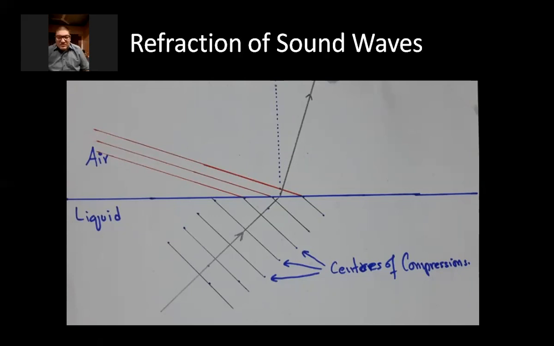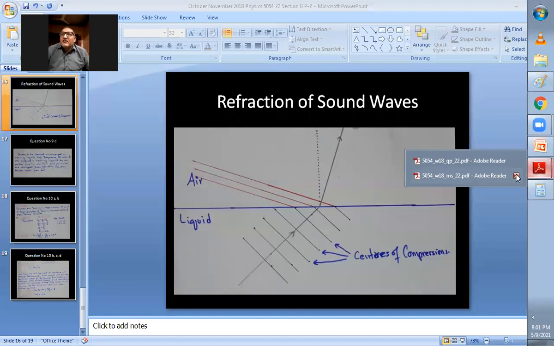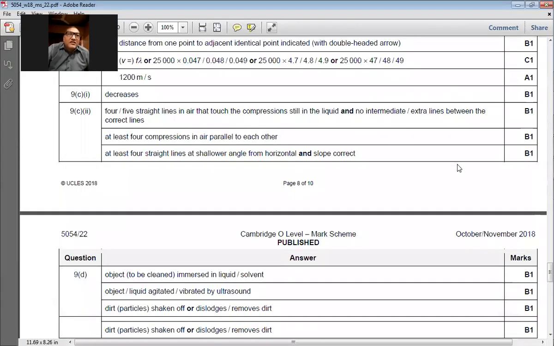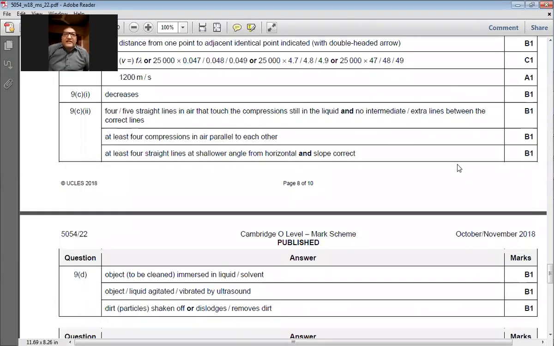Hopefully you have understood. So let's check the marking scheme, what the marking scheme has to say. It says 4 or 5 straight lines in air that touch the compression in the liquid and no intermediate extra lines between the correct lines. At least 4 compressions in the air. I have only drawn 3. You can draw 4. It's asking for 4. Okay, so 4 compressions in air parallel to each other. At least 4 straight lines at a shallower angle with the horizontal and slope correct. So we are done with that. Okay, so we move to the next question.